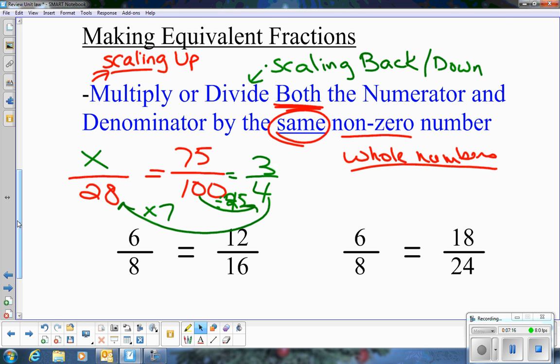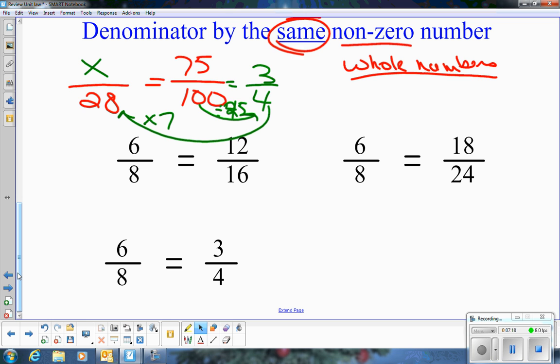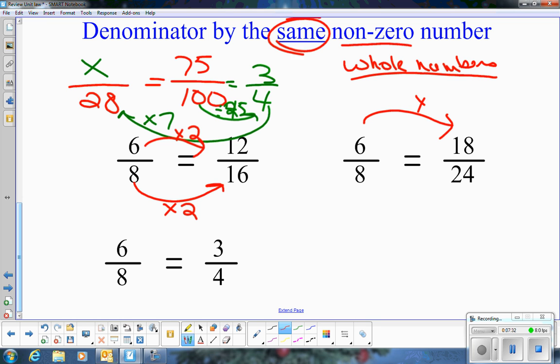All right, so looking at the 3 examples here, you can basically say to yourself, I went times 2 to go from 6 to 12 and 8 to 16. I went times 3. And these little arrows are showing your work.